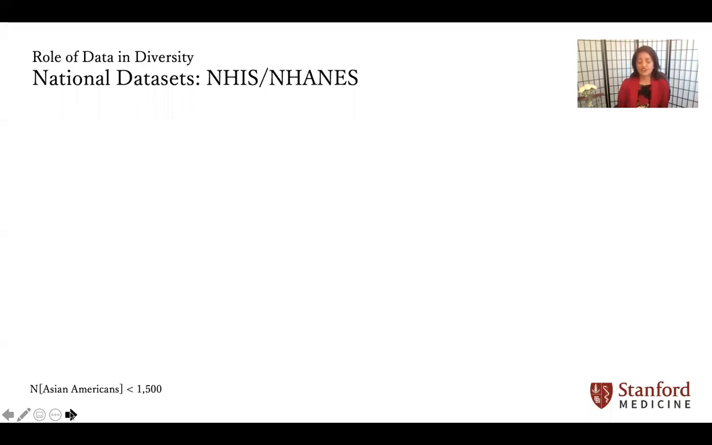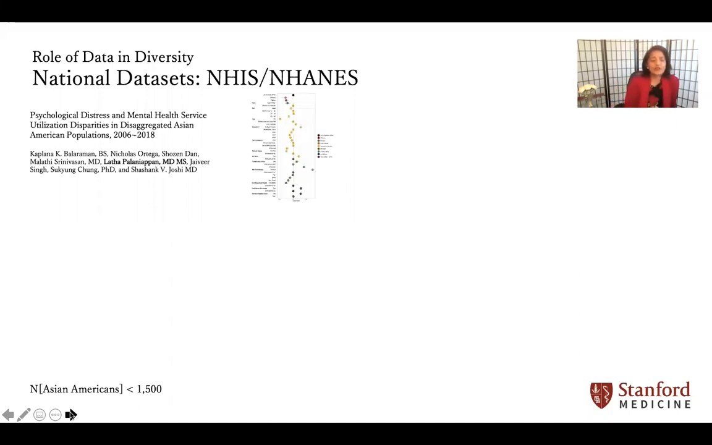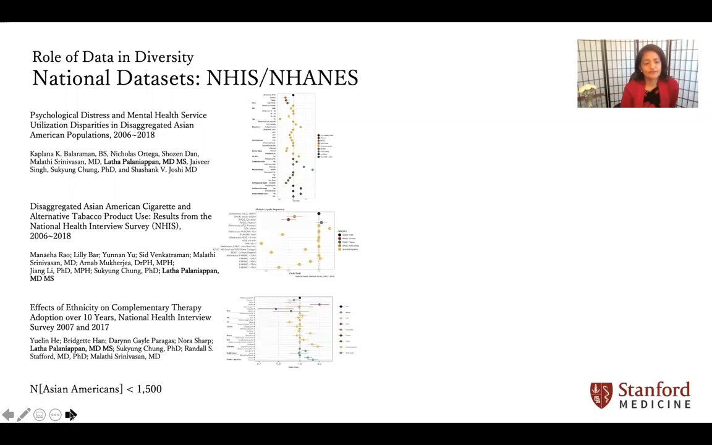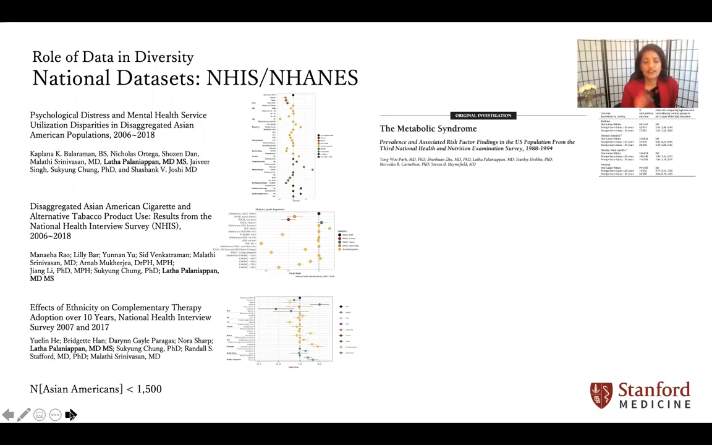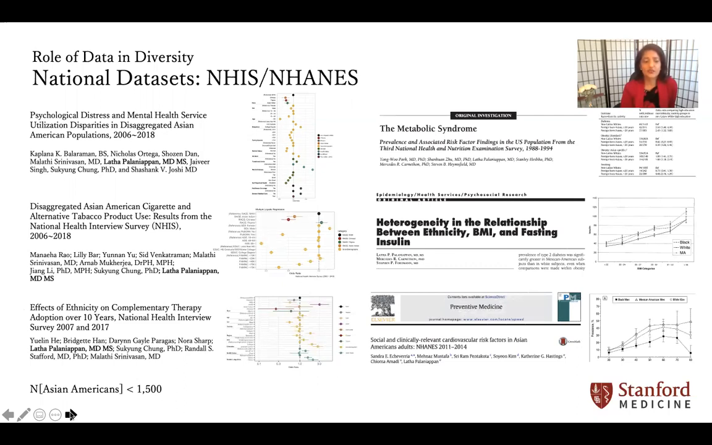So the data that I'm going to share are looking at these national data sets. And I'll point out that the sample size of Asian Americans in this data set is less than 1500, which we'll see that we can fill in with other sources of data. And we can see everywhere that we've looked, every disease area that we've looked, that there's heterogeneity in the Asian American populations: in mental health, in tobacco use, in complementary alternative therapy use, in prediabetes, in diabetes, as well as cardiovascular disease risk factors. Next slide.